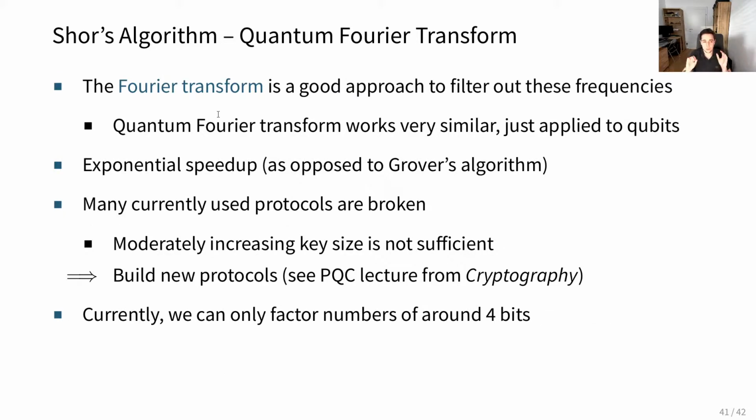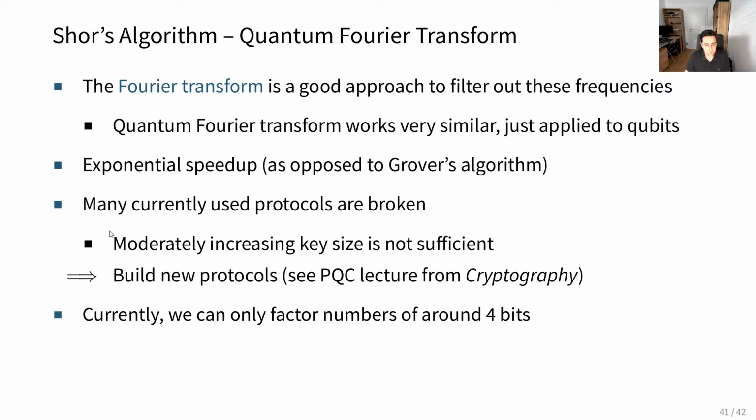However, this is a big difference to Grover's algorithm. We have an exponential speed up here, which means that many currently used protocols are broken. If you remember, in Grover's algorithm, we could just double the key size, which is not very expensive, and we would achieve the same security level as before. But here, if we moderately increase the key size of RSA, for instance, then this is not sufficient. So this is a big difference. Of course, if we increase the key size by a very, very ridiculous amount, then this may work. But just doubling it, for instance, will not work.